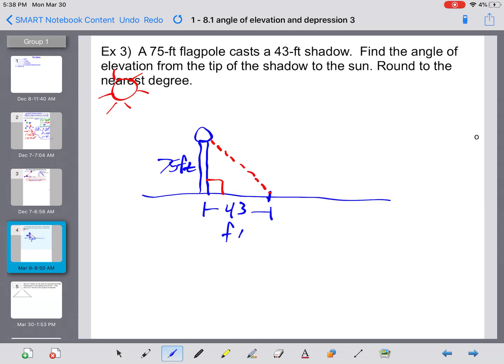Okay, so now that we've got that, we want to find the angle of elevation from the tip of the shadow to the sun, meaning we're looking for this angle right there. That's the angle of elevation. So this becomes a problem just like the first one we did. Take a second, pause the video if you need to, and see if you can set up a little equation and solve for the missing angle. Let's put a little X there, and we'll solve for it.